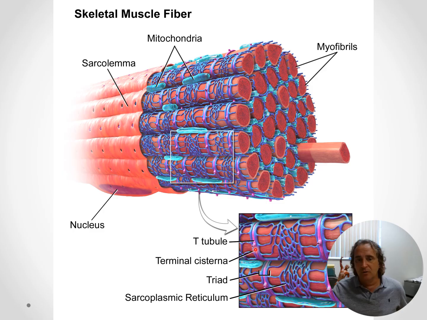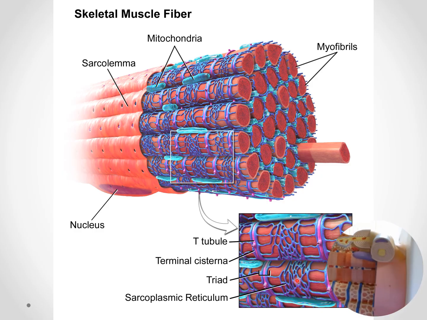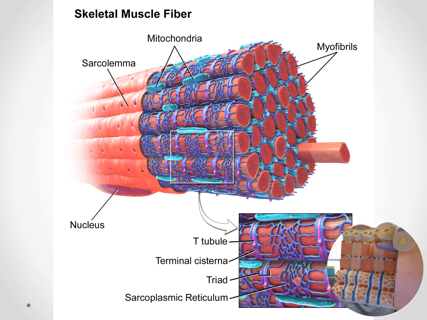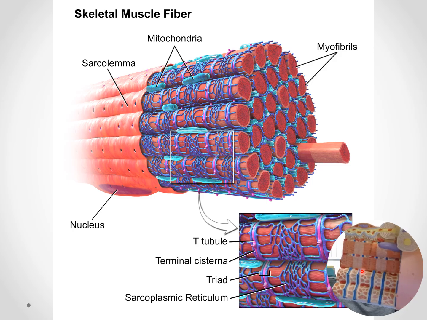So you have a T-tubule running down the middle, and on each side of the T-tubule you have a terminal cisterna. If you think, there's two terminal cisternae, one T-tubule, so 1, 2, 3, that equals a triad. And in between those T-tubules and those terminal cisternae, that's the sarcoplasmic reticulum. So if you look at this model very closely, you can see there are T-tubules running down the middle, and terminal cisternae on both sides of the T-tubule.